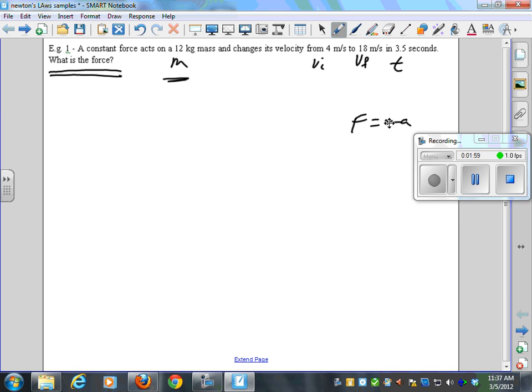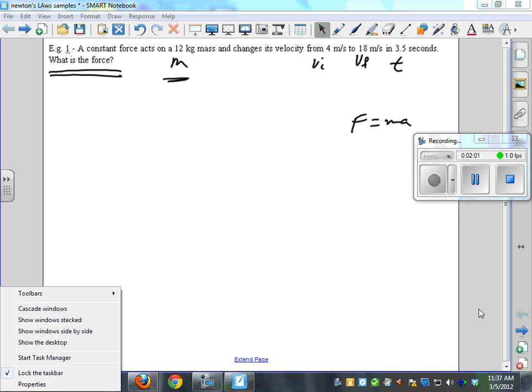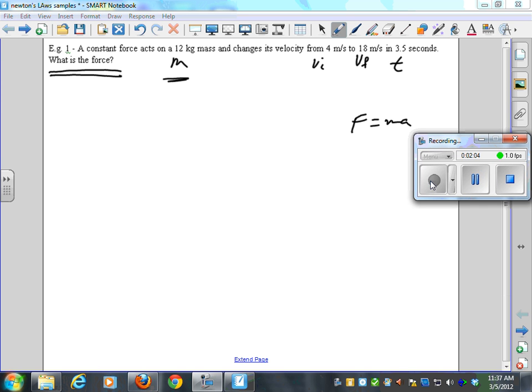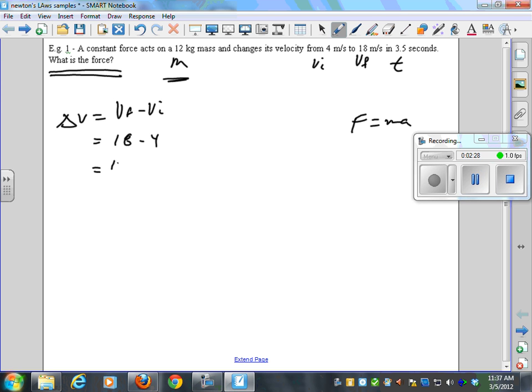Okay, I need to determine the acceleration first. All right, how do I get acceleration? Well, remember, acceleration is delta V over delta T. Do I have delta V? No. I don't even have it yet. So the first thing I got to come up with is, what's my change in velocity? Change in velocity is final minus initial. In this particular case, that's going to be 18 minus 4, or 14. The velocity changes by 14 meters per second, right?